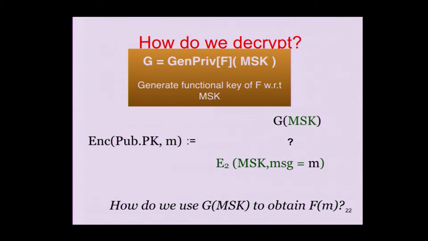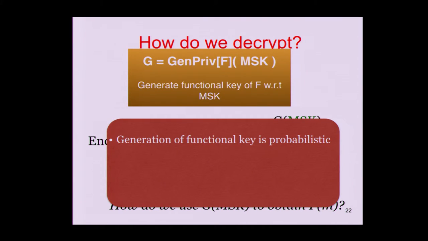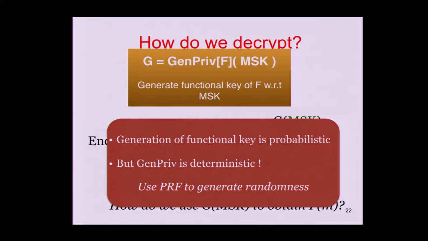Okay? So what my g will do is it will take as input a master secret key, and it's going to output a functional key of f corresponding to this master secret key. Okay. So let's see how this helps. Before that, I should mention that this functional key generation algorithm is probabilistic, but you only generate functional keys for deterministic functions, right? So in order to resolve this problem, we are going to use the PRF key to generate randomness. I don't want to go into the details of how this is implemented. So for the rest of the talk, I'm going to assume that the function g is probabilistic.